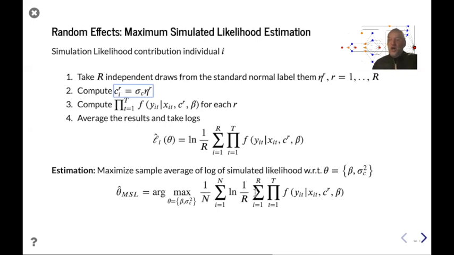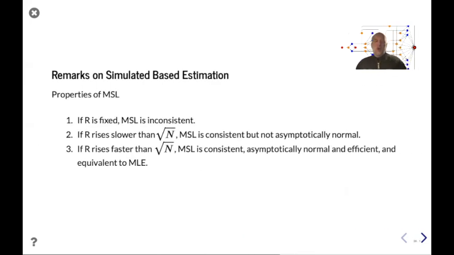Okay, and actually, the problem arises because of the log here. You're taking the log of those probabilities, and that's a nonlinear transformation. So whatever simulation noise there would be in the density would not be simulation noise, but simulation bias. If R is increasing, but it's increasing slower than a rate of root n, the estimator is consistent, okay? Just as long as it's increasing as the number of observations increases.